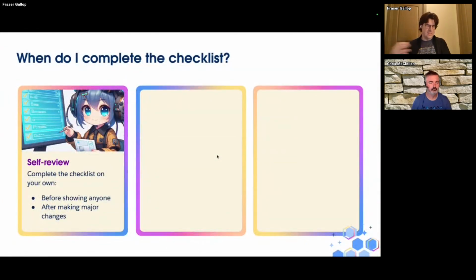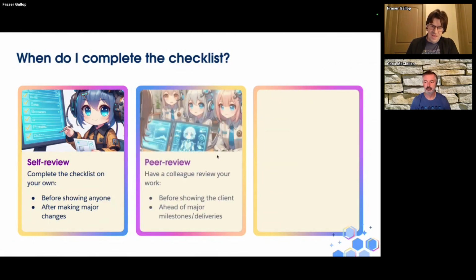So that leads into, when do I complete the checklist? The first place would be to complete it on your own before you show anybody. Once you think you have your draft ready to go, complete the checklist on your own. You should go back, just like I mentioned with your actions on your dashboard. After you make major changes, if you've made changes to your data source and swapped out your data source potentially, you've got to go back through your checklist and make sure that you review those things because they will change.